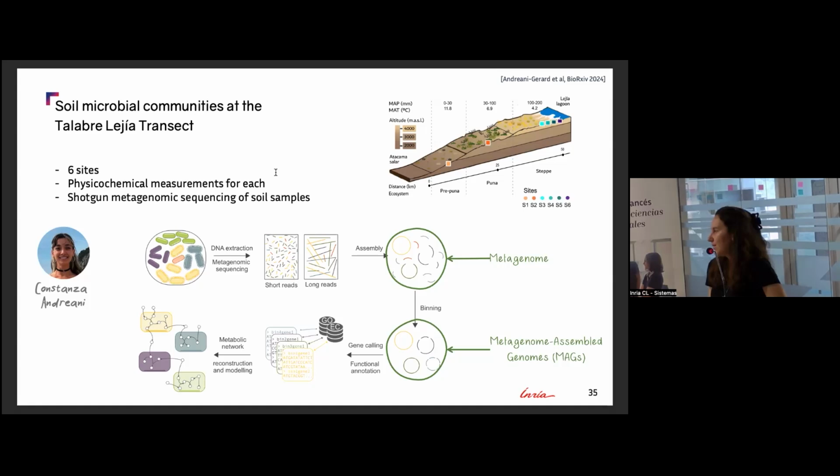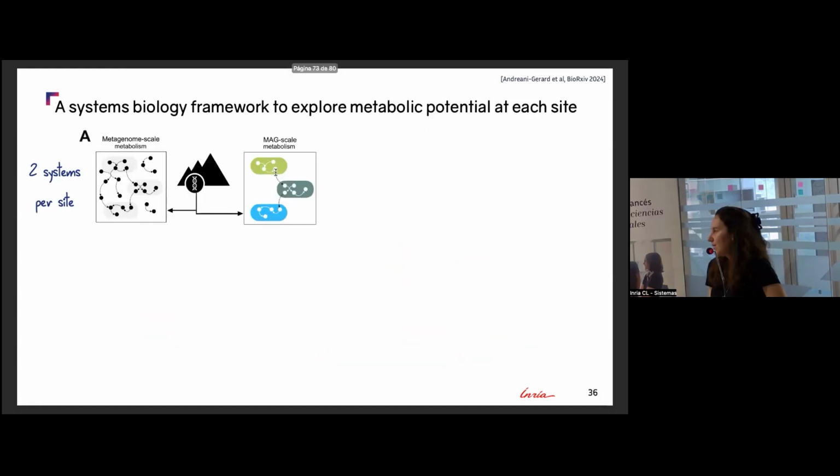So from the metagenome, we have no idea which species are carrying the genes, the functions, but we have most of the functions. In the MAGs, we have information on the taxonomy of the species. So we can associate taxa to functions, but we lost all these small chunks of DNA that actually carry some important information. So we designed a systems biology framework to explore the metabolic potential in this Atacama transect by looking at both the metagenome level and the genomic MAG level.